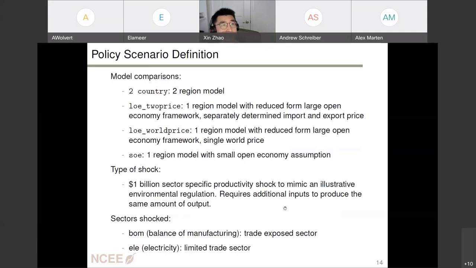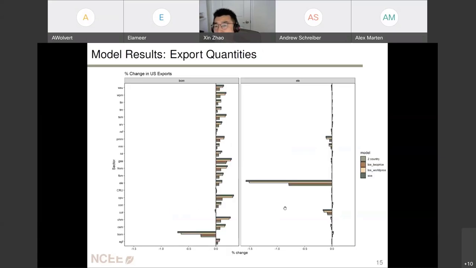And then finally, the sectors that we're considering here are just two. We do it for everything in the working paper, but we consider the balance of manufacturing, which is a trade exposed sector, and then electricity, which has pretty limited trade, to compare the difference.